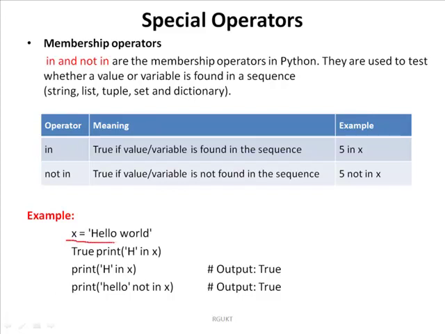I am going to take a simple string. Hello world is the string that I am going to store in the X variable, and I am going to check the conditions. Print H in X. The capital H is separate and different from small h. Capital H in X: the character H is available in the given string, so I am going to get true as output. Next, hello not in X. Hello is not there, right? Not in X, so we are going to get true.